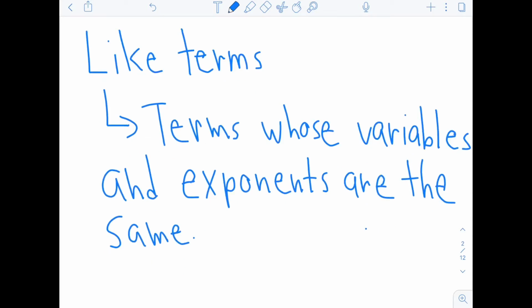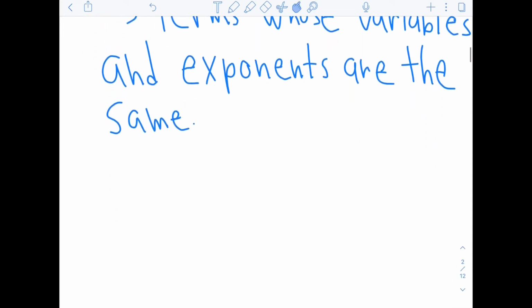Today we're going to talk about the distributive property, which is a property you're going to use a lot in algebra. But before we talk about the distributive property, let's talk about like terms. Like terms are terms whose variables and exponents are the same. So basically, you could put them together.